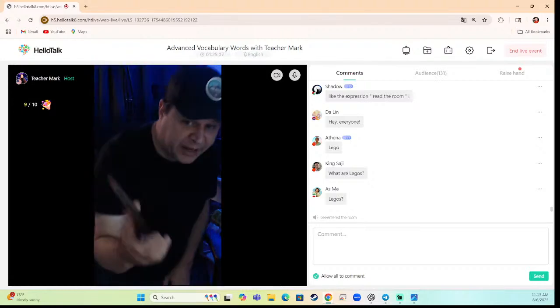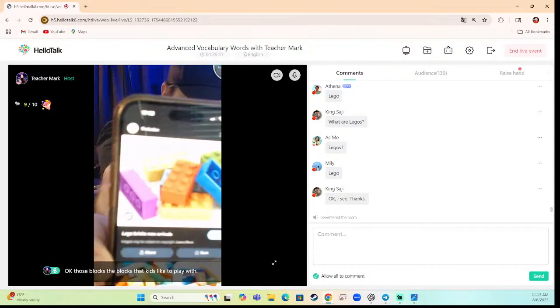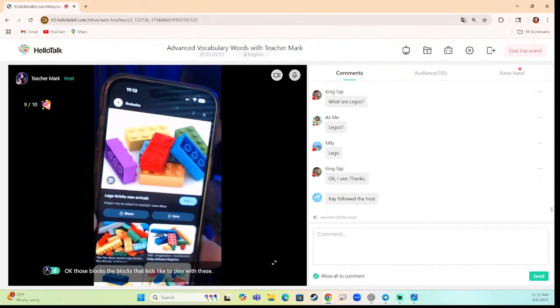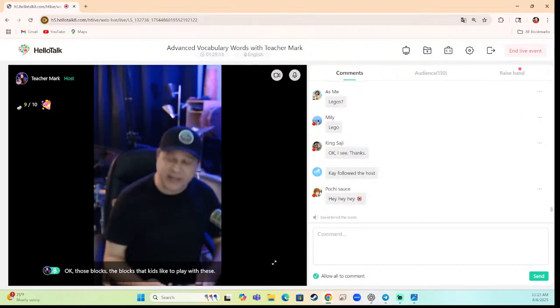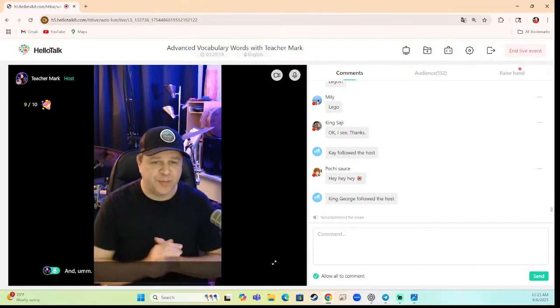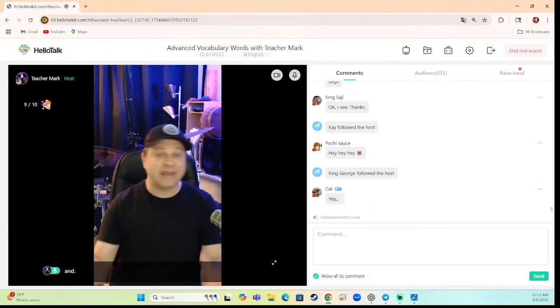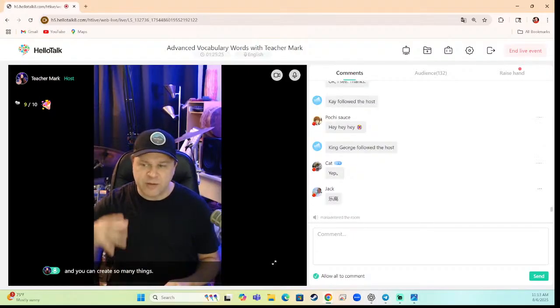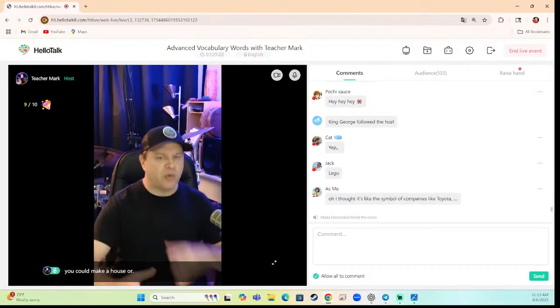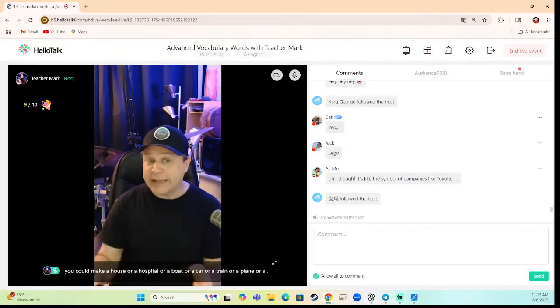Okay, those blocks, the blocks that kids like to play with, these. Okay, those are called Legos. And kids love them because they love to build things. And you can create so many things with them. You could make a house or a hospital or a boat or a car or a train or a plane or a time machine. You can make anything.